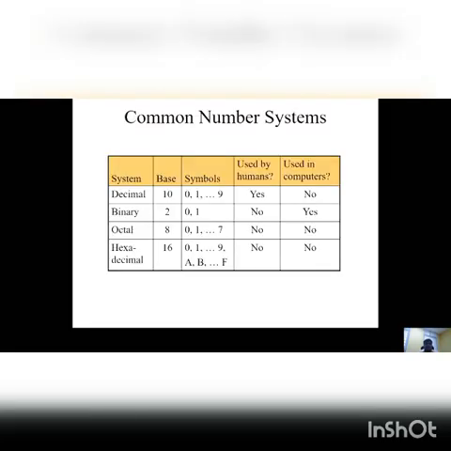So number systems. There are four number systems: decimal, binary, octal, hexadecimal. Decimal is represented by base 10, binary is represented by base 2, octal is represented by base 8, and hexadecimal is represented by base 16.